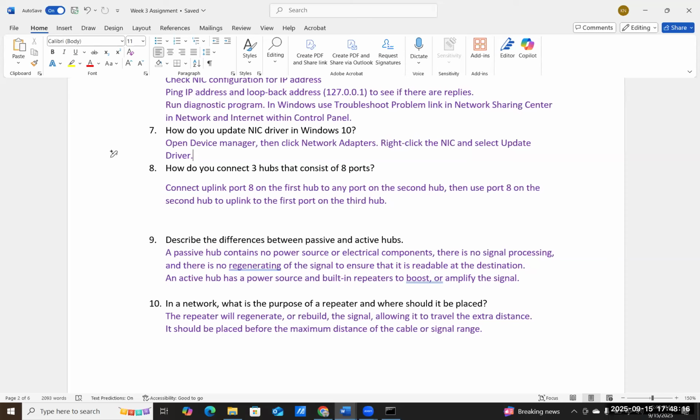So you have 2 categories of hubs. One is active and one is passive. The passive hub contains no power source or electrical components. So there's no signal processing or regeneration of signals. So it doesn't repeat. Okay. So there's no reliability in a passive hub, where if it gets there, it gets there. It doesn't matter, right? It cannot regenerate.